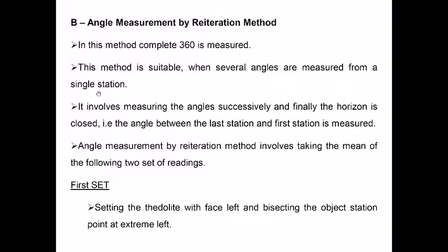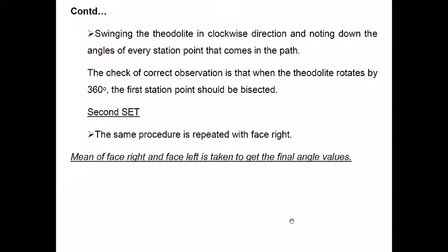So when you want to measure a number of angles from a single station, instead of doing the repetition method again and again for every angle, you can just use the reiteration method once, and that will give you multiple angles in a single go. But while using the reiteration method, a good practice is that first you measure the whole circle using face left, and then you do the same process in the second set using face right, and then take the mean of the two readings, one from the face left and one from the face right, so that minimizes the error even further.